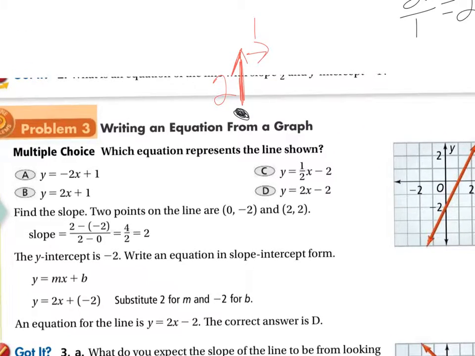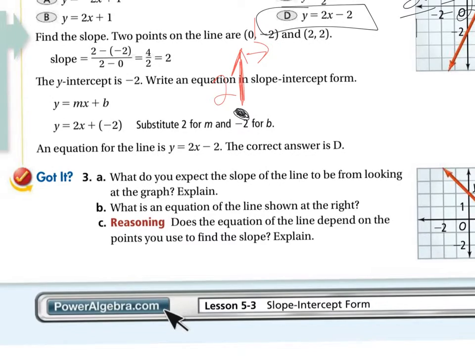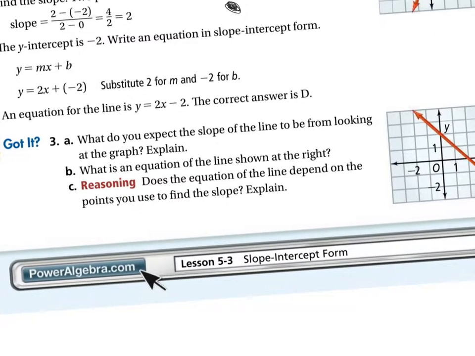Okay, see that? Okay, good. If you look at the got it at the bottom of the page.